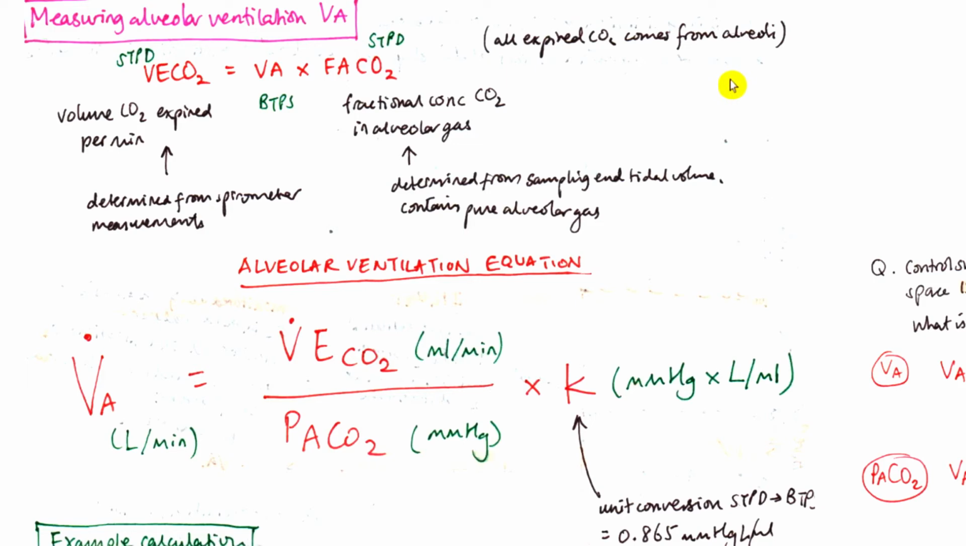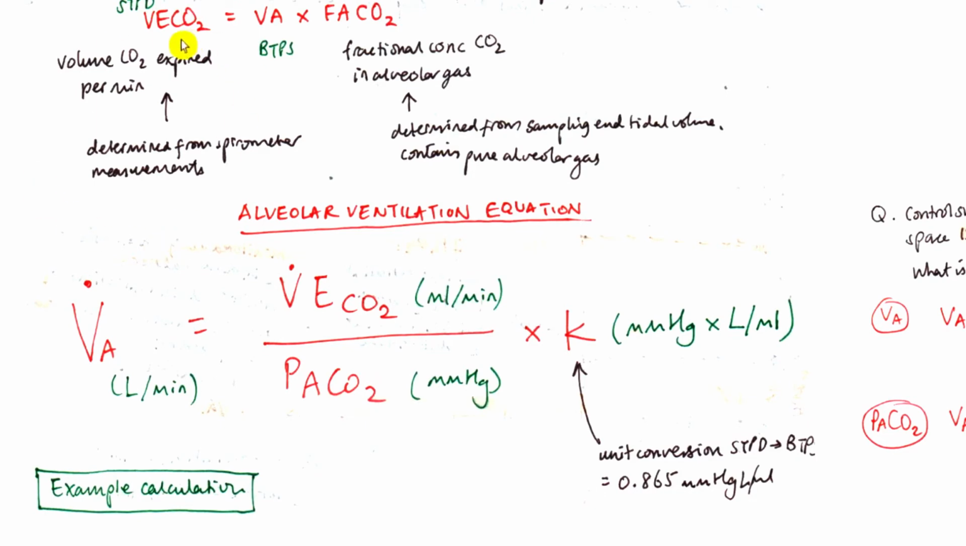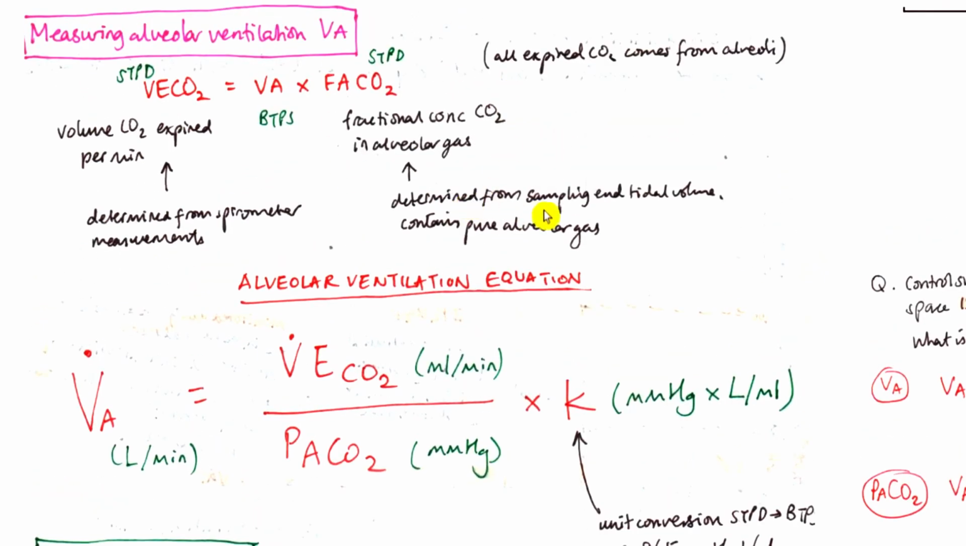But there's a problem because the volume of expired carbon dioxide is measured at standard temperature, pressure, dry. We can't measure it inside the body, so we measure it coming out of the body. And the fractional concentration is STPD as well, whereas the alveolar ventilation will have to be in BTPS. Because this is determined from spirometer measurements, these are in different units from this. And fractional concentration is determined from sampling at the end of the tidal volume, which contains pure alveolar gas.